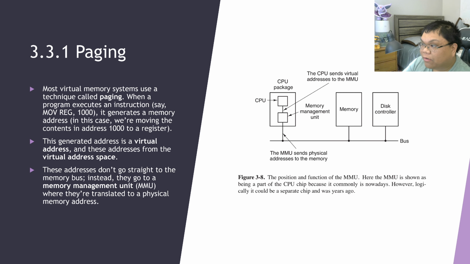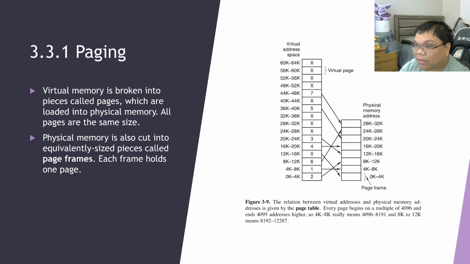These addresses don't go straight to the memory bus, not yet at least. Instead, they go to a memory management unit, where they're translated from a virtual address to a physical address. The hardware can only work in terms of physical addresses, and the programs can only work in terms of virtual addresses. The MMU converts addresses of one form to another.